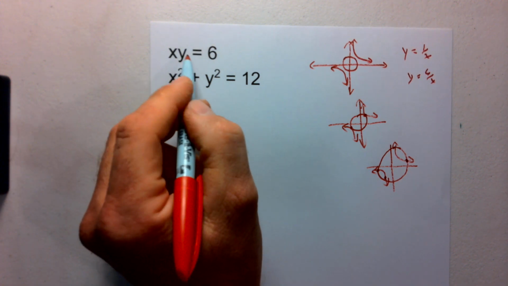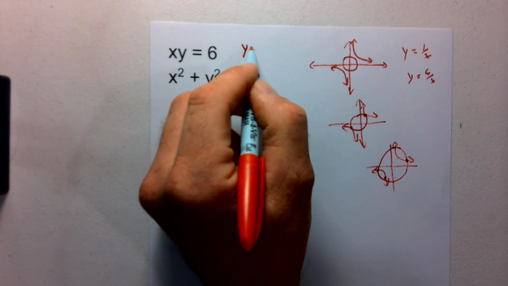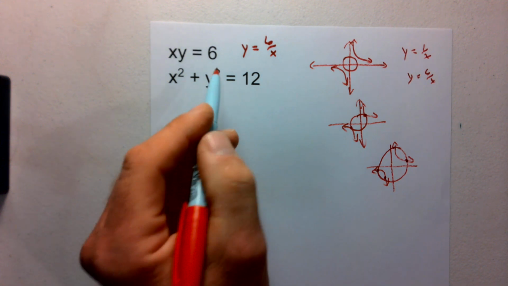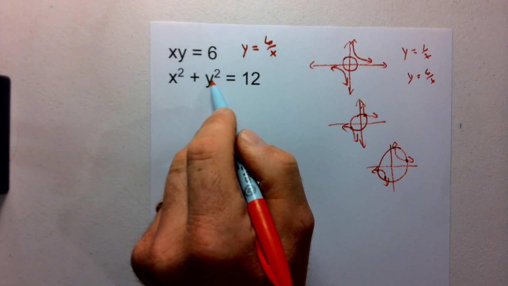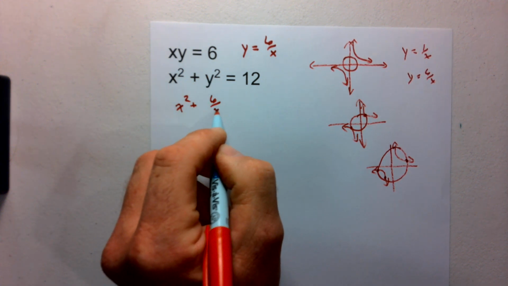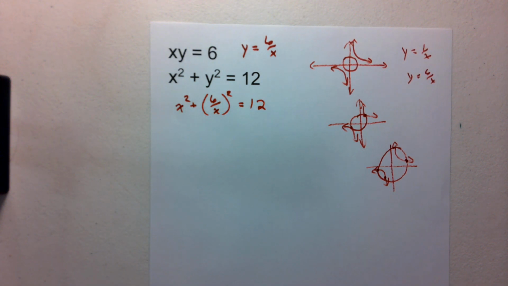Well, I would do a substitution again. I would go ahead and solve my first equation here for either x or y. I like to solve for y myself. So we're going to take that 6 over x, and we're going to substitute it into our circle equation. So we have x squared plus (6 over x) squared equals 12.